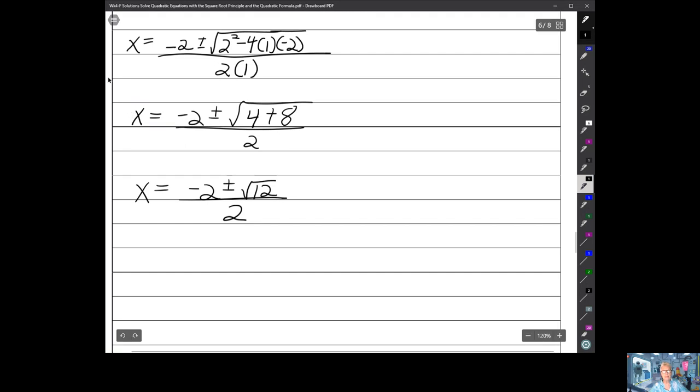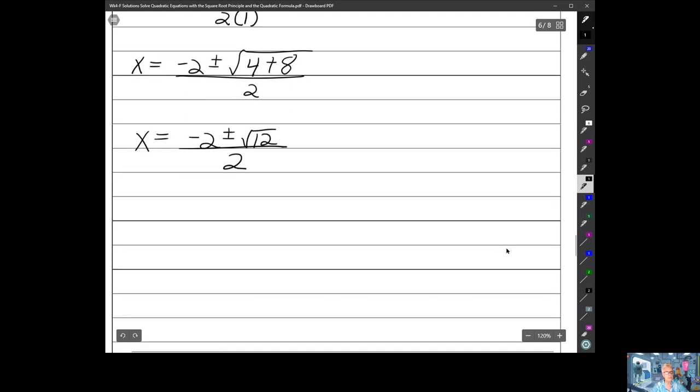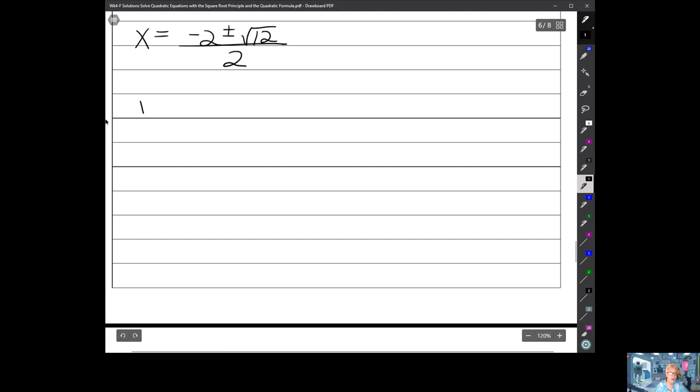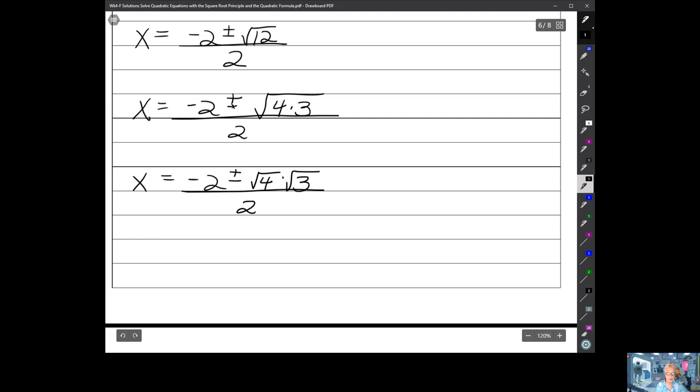Now, you are going to have to simplify because there's a square root hiding in 12, a perfect square, I should say, hiding in 12, because 12 equals 4 times 3. 4 is a perfect square. So X equals negative 2 plus or minus the square root of 4 times 3 all over 2. X equals negative 2 plus or minus the square root of 4 times the square root of 3 all over 2. And X equals negative 2 plus or minus 2 times the square root of 3 over 2.